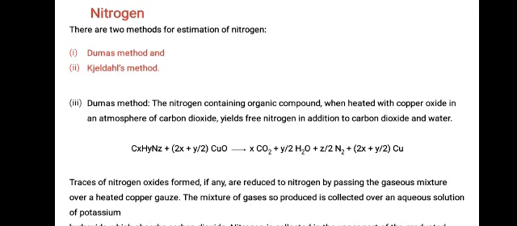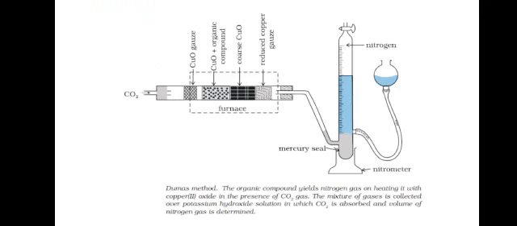In this way the nitrogen will get free, means it yields free nitrogen, and carbon dioxide and water will also be released, as you see in this equation. Nitrogen is released along with the carbon dioxide and water. If nitrogen oxide in traces is formed, it is reduced to nitrogen by passing the gaseous mixture over a heated copper gauze.